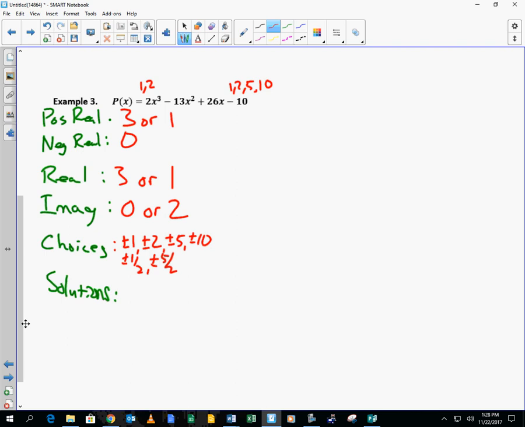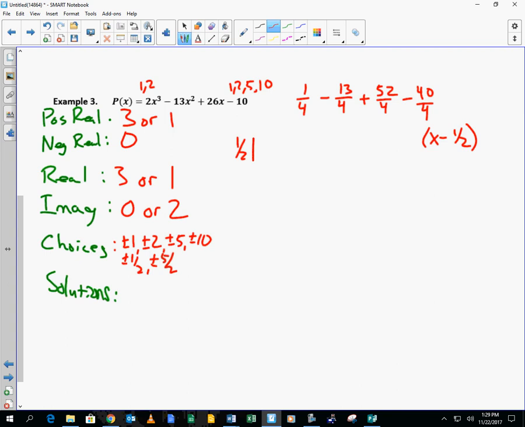1/8 times 2, 1/4. What's 1 half squared? 1/4 times negative 13 is negative 13/4. 26 times a half? 13, or 52/4. Minus 10, 40/4. 1 minus 13, negative 12 plus 52, 40, or minus 40. Hey, 1 half works, so x minus 1 half is a factor.